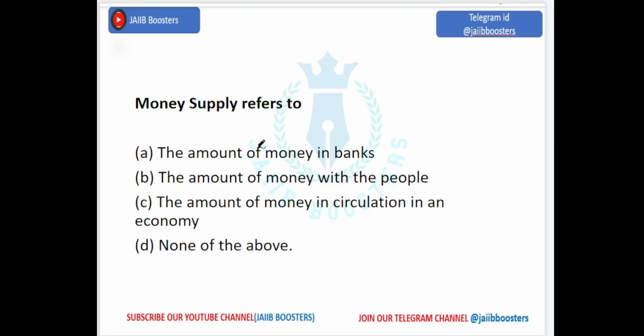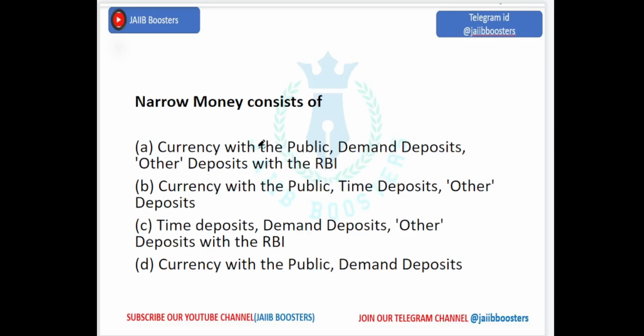None of the above. Money supply is the amount of money in circulation in an economy. Narrow money consists of currency with the public, demand deposits, and other deposits with the RBI. These are what narrow money means. These are the actual money.